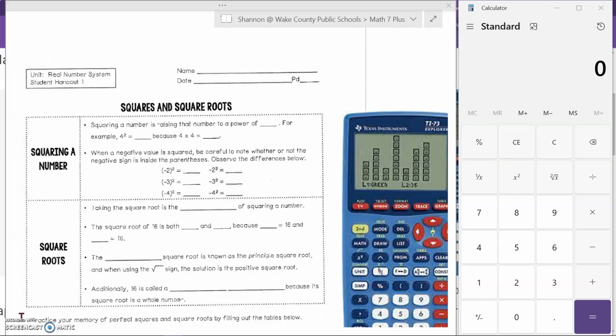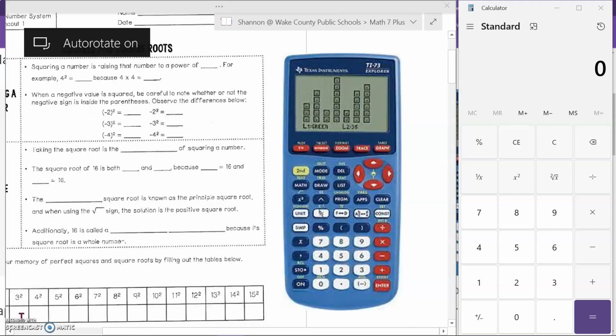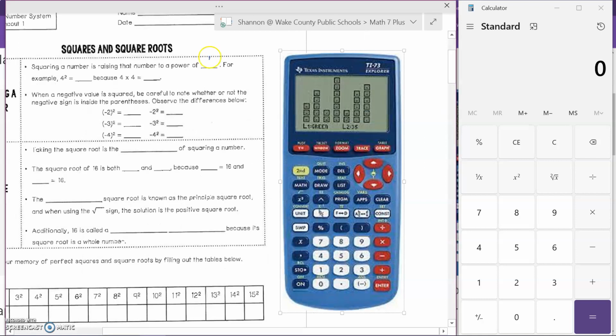So the first thing we're going to do is called squaring a number. This is the first part of your notes. Squaring a number is raising that number to a power of 2. Square means 2. For example, 4 squared we know is 4 times 4. That is 16. And we know that the exponent tells us how many times to multiply the base.